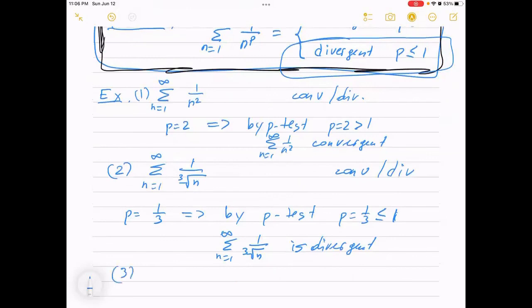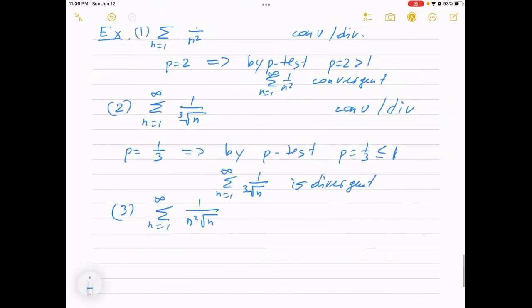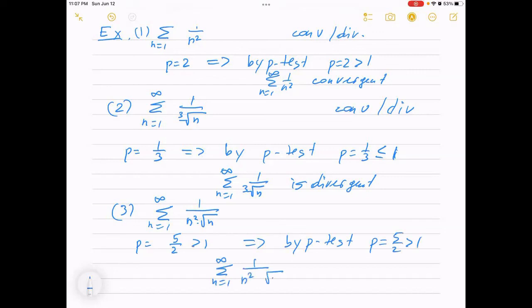Say the third example, if I have n from 1 to infinity, 1 over n squared times the square root of n, that is a p-series, with p equal to the total power of n squared and square root of n, which is 5/2, bigger than 1. So we conclude by the p-test, p equals 5/2 bigger than 1, so the corresponding series, n from 1 to infinity of 1 over n squared square root of n, is convergent. So that's approximately how we're going to be doing our p-test.